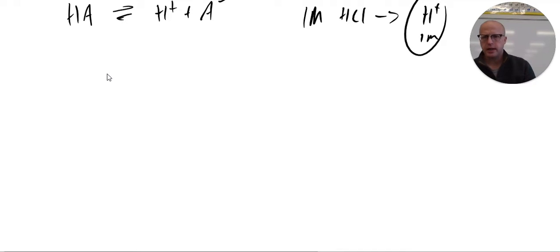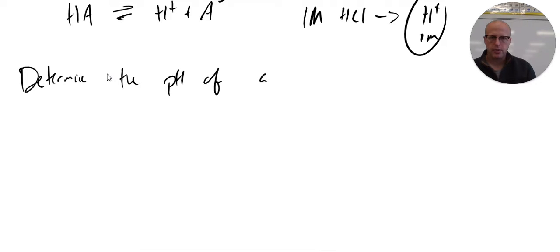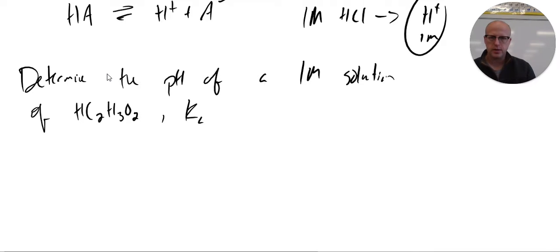Okay, so let's say, I think the easiest way is just to look at an example. So, determine the pH of a 1 molar solution of acetic acid, and its acid dissociation constant is 1.8 times 10 to the negative fifth. All right, so let's go ahead and do this.